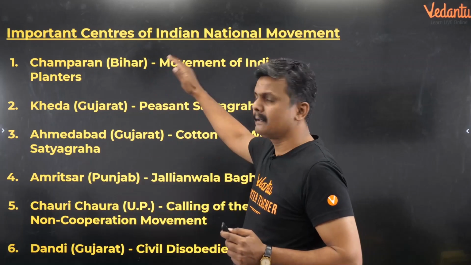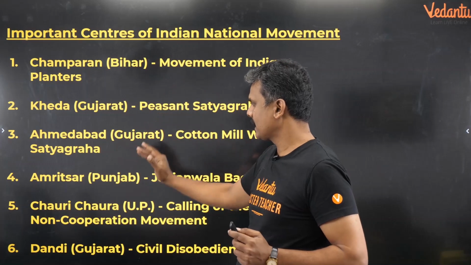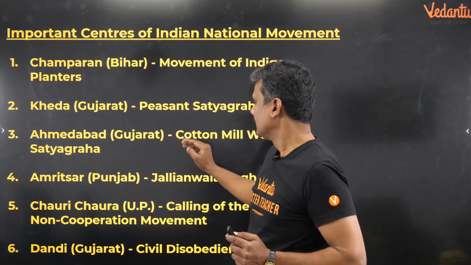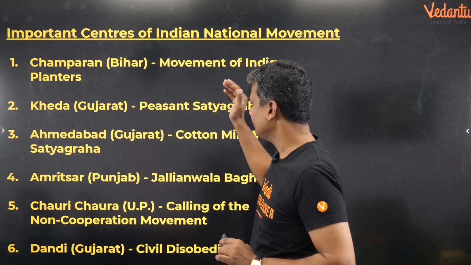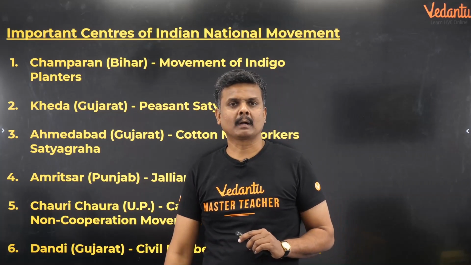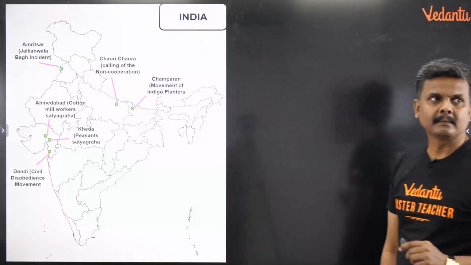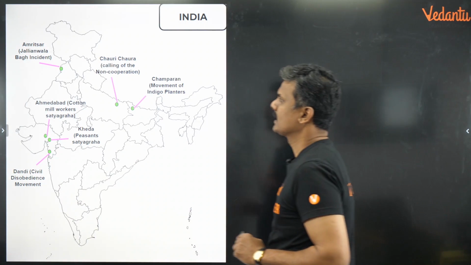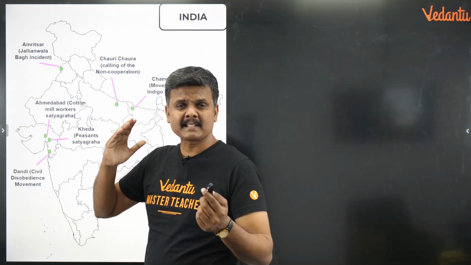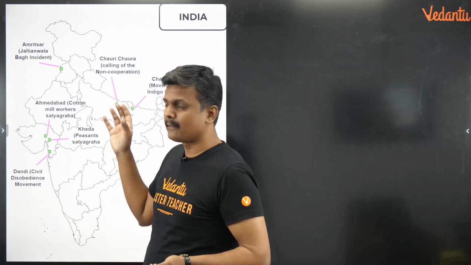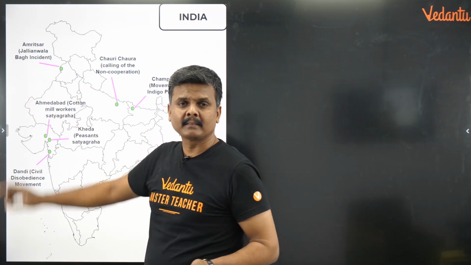I repeat, Champaran, Bihar, Kheda, Gujarat, Ahmedabad, again Gujarat, Dandi, Gujarat, Amritsar, Jallianwala Bagh, and Chauri Chaura in Gorakhpur. Right, guys? So now let's go to the map. Okay. So Amritsar is in Punjab. All of us know. We just spoke about it in the previous slide. We spoke about Lahore, and I was referring to Punjab. Amritsar, Jallianwala Bagh. This is the place.